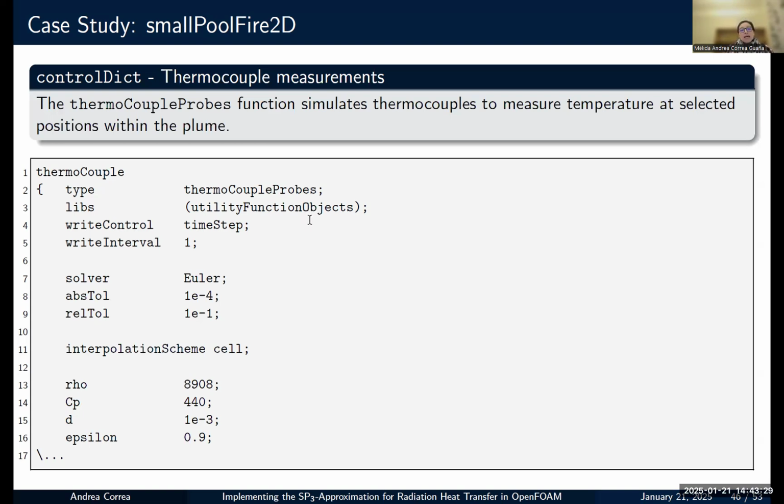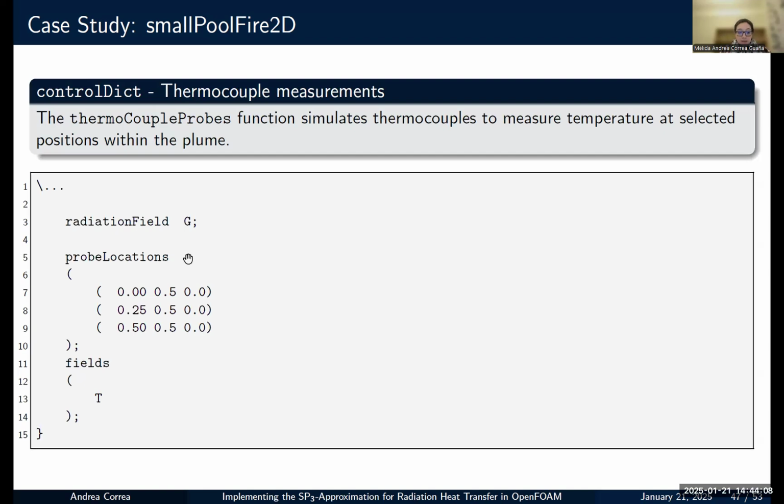So in my case, I chose the thermocouple probes function because it includes specific features for simulating physical thermocouples, while the probes function simply records field values at defined points without considering the physical properties of the sensor. My goal is to get closer to reality so that in future work, of course, it can be compared with experimental data.